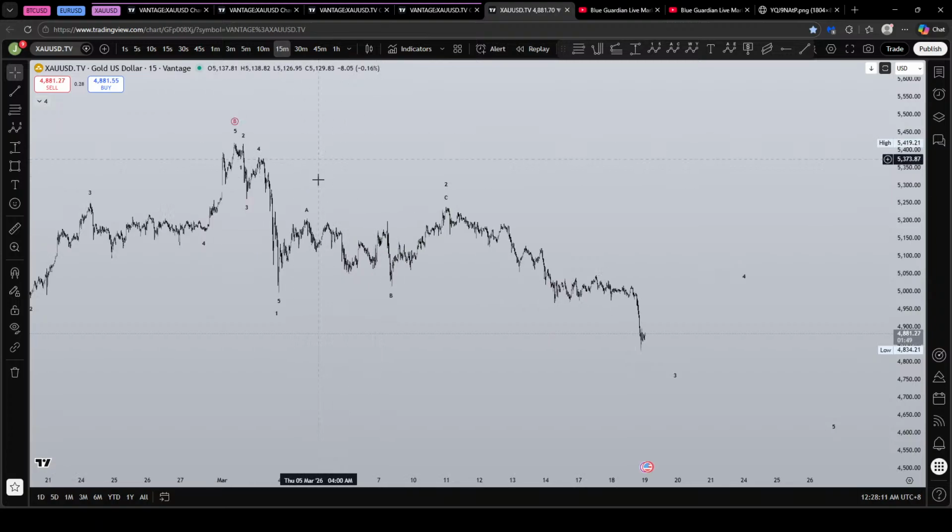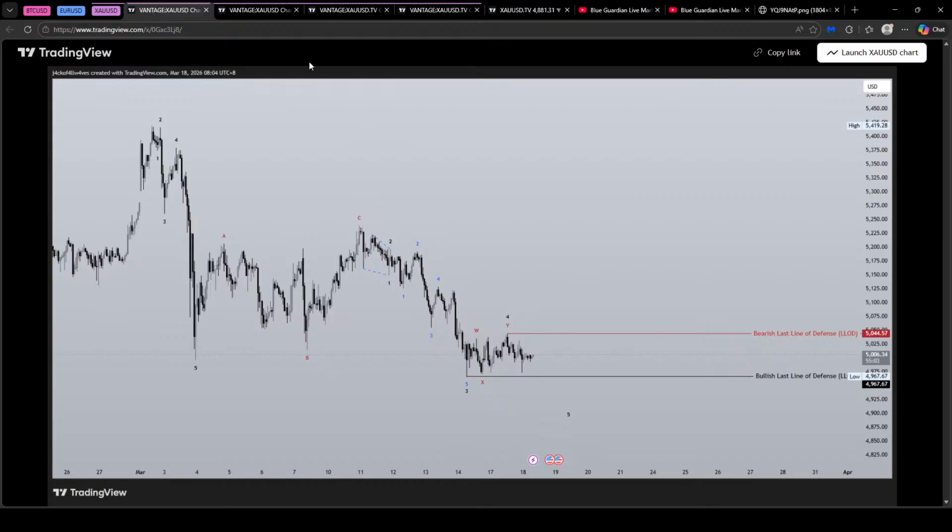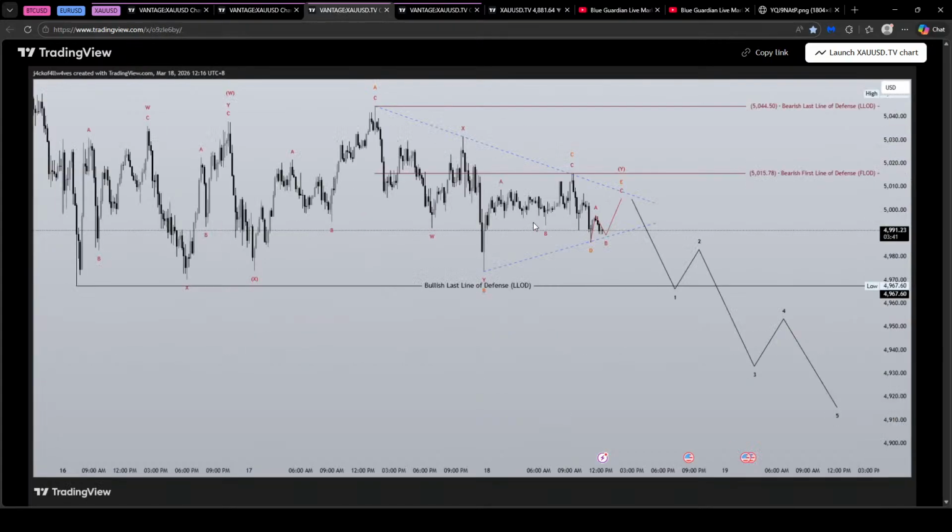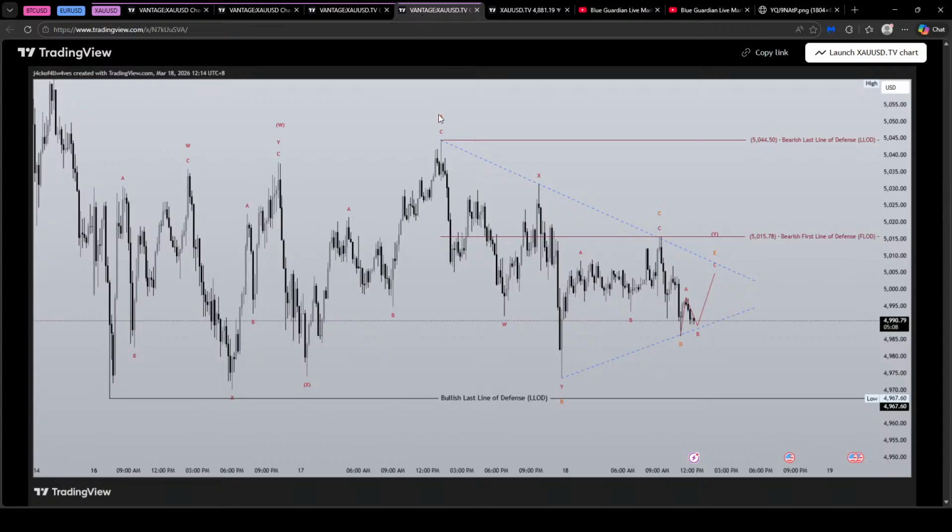So going back to this analysis, allow me to share my shared analysis in my community this morning. This morning I shared the following analysis because I was expecting that today will be the breakout day, meaning once this bearish last line of defense and bullish last line of defense are broken, we may see five waves up if this last line of defense is taken, and we will see five waves down if we break this bullish last line of defense.